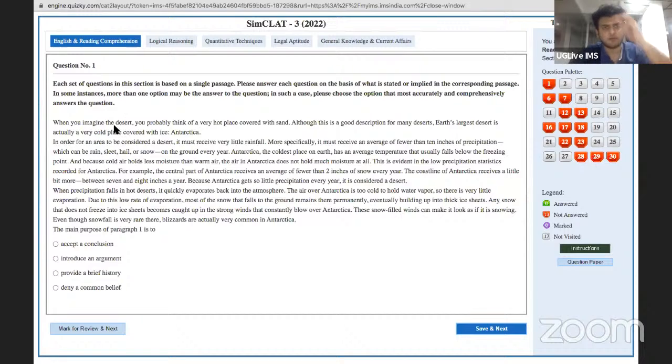When you imagine the desert, you probably think of a very hot place covered with sand. Although this is a good description for many deserts, Earth's largest desert is actually a very cold place covered with ice. The desert must receive an average of fewer than 10 inches of rain. Cold air holds less moisture than warmer air, so Antarctica is not wet.